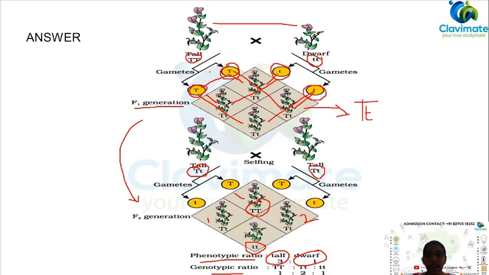So you have to write first the parents, and then the gametes, and then the Punnett square, and then the formation of F2 generation by selfing, and then the Punnett square for F2 generation with the phenotypic and genotypic ratio of F2 generation. So this is the answer for the previous question.